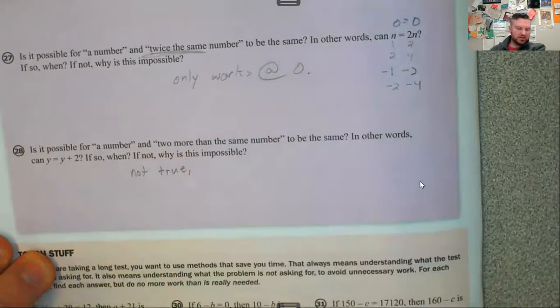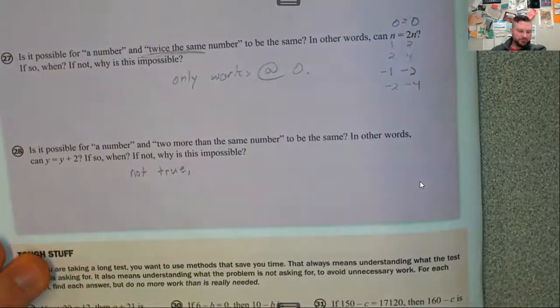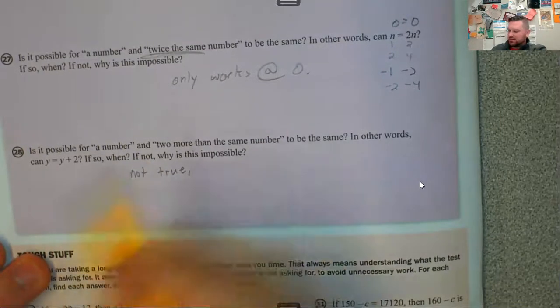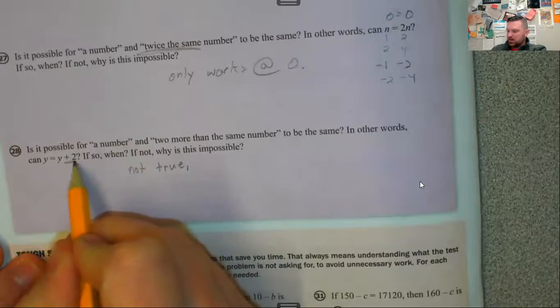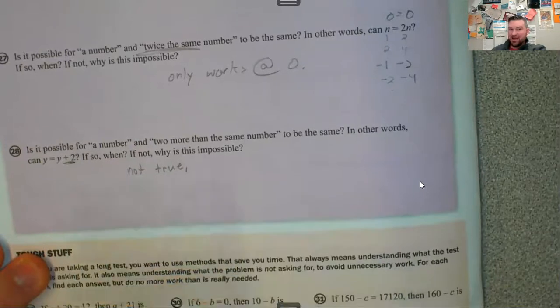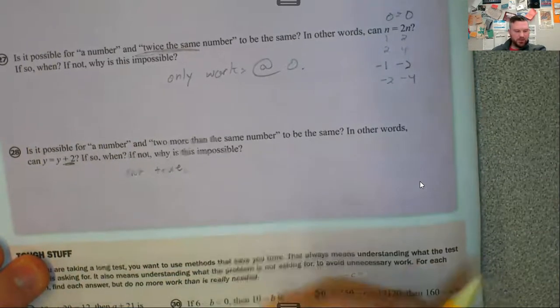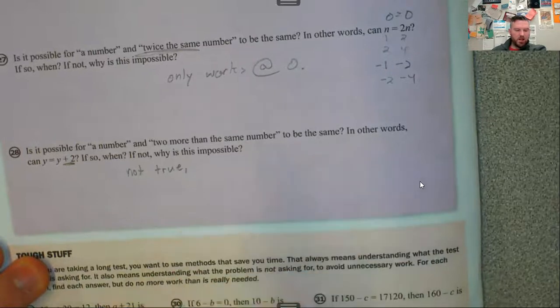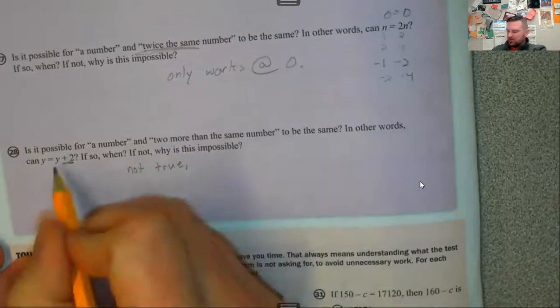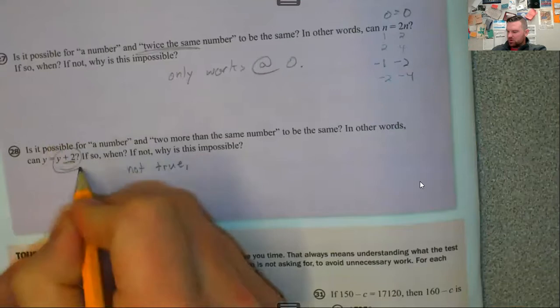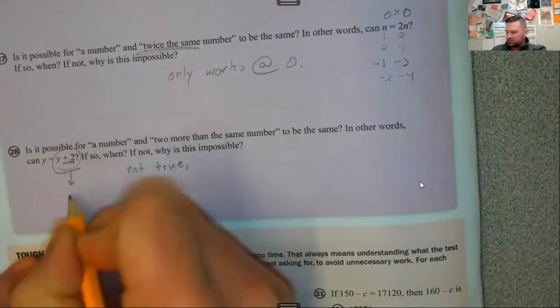And this is impossible because this is a distance away. Okay, it's a constant distance away. No matter what y is, the other number, this number, will always be 2 to the right.